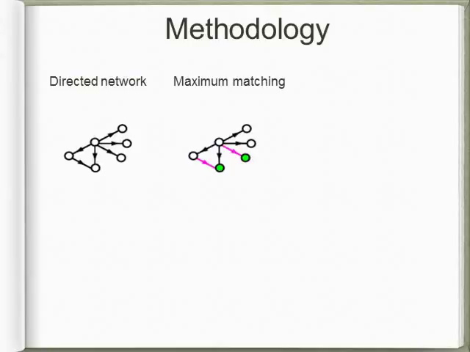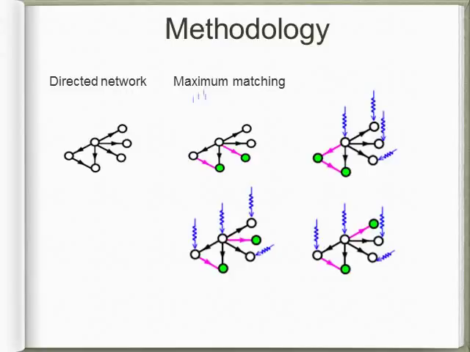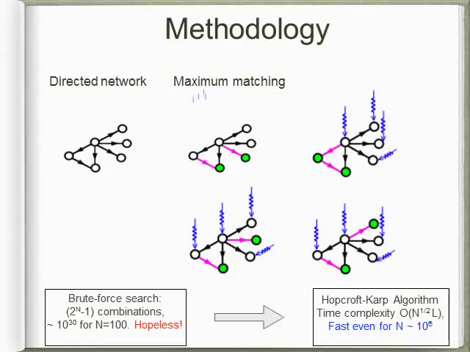So here's the methodology. Suppose we have a directed network, and we can find the max matching of this directed network. And those nodes that are unmatched are nothing but the driver nodes. You introduce signals to control those unmatched nodes, then the system is guaranteed to be controllable. And in general, there could be many different max matchings, which give you the freedom to control the system using different control configurations. So essentially, we turn the brute force search task, which is almost hopeless, into a very efficient algorithm, the max matching algorithm, which can be solved in polynomial time, even for a very large network.